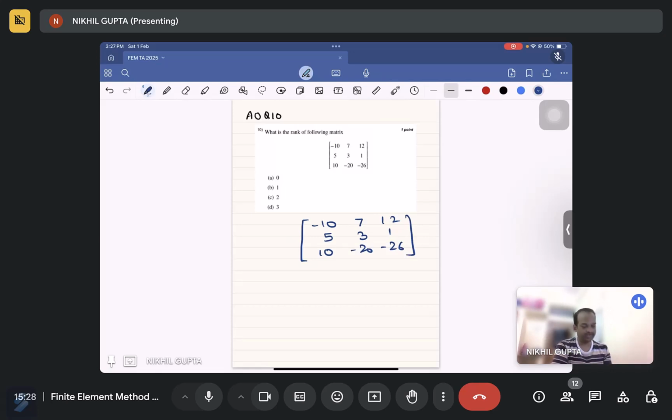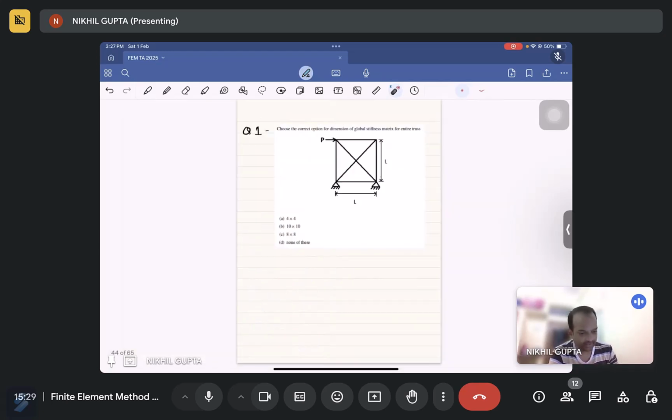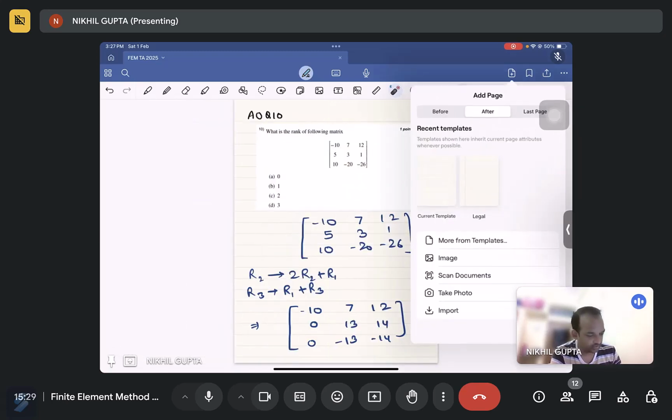Now let's reduce this matrix into the echelon form so that we can directly get the rank of the matrix. We'll replace R2 as 2R2 plus R1 and R3 as R1 plus R3. The resultant will be minus 10, 7, 12, 0, 13, 14, 0, minus 13, minus 14. Still the echelon form is not there, so we can add these two, so that the minus 13 and the 13 will go to 0, and we can move further towards the echelon form.